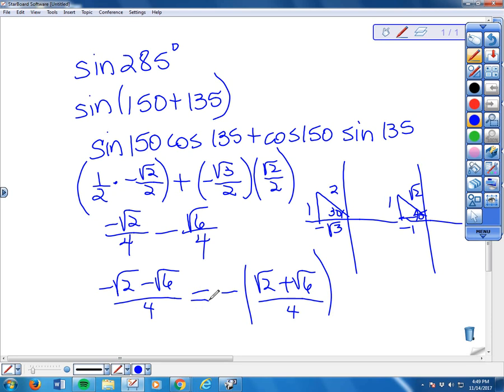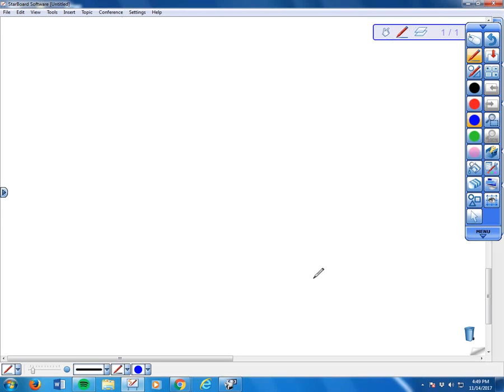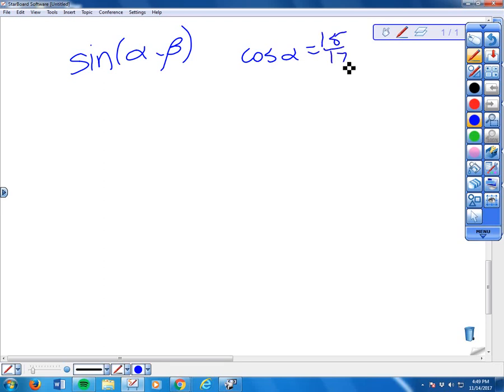Number 7. Number 7 says two wires support a utility pole and form angles theta and beta with the ground. Find the value of alpha minus beta, if cosine alpha is equal to 15 over 17 in the first quadrant, and cotangent beta is 24 over 7, also in the first quadrant. So I'm going to go ahead and just draw my two triangles again.